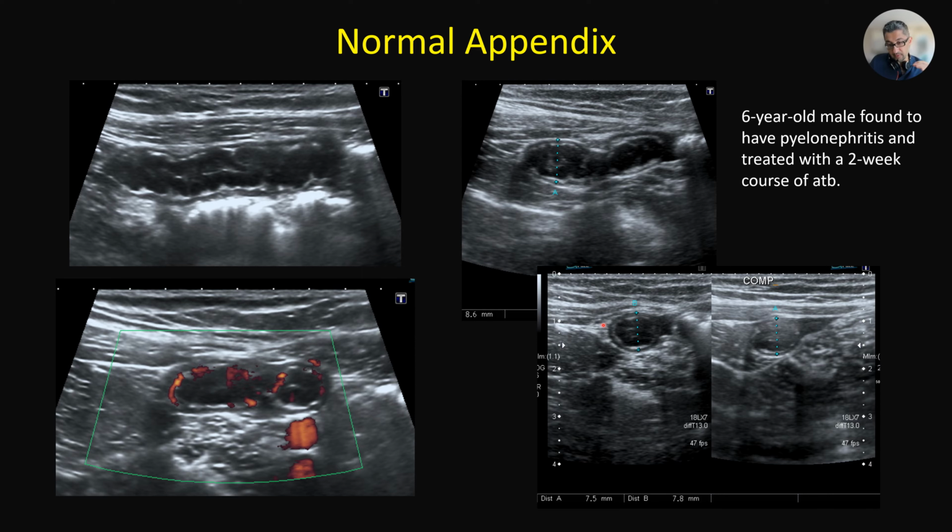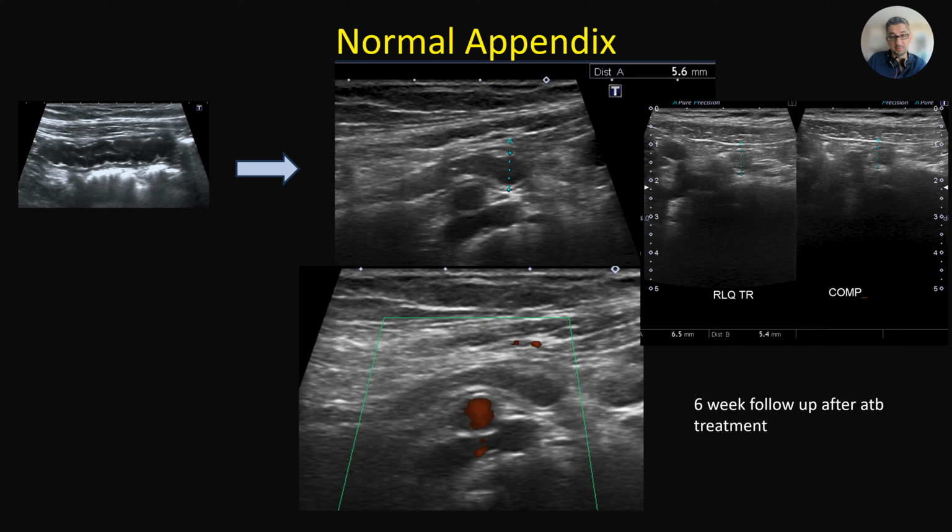And then it is not very compressible. It is going from 7.8 to 7.5 millimeters, so it's not compressible, it's thickened, there is hyperemia, and the radiologist called it appendicitis. But this patient didn't have a clinical presentation of appendicitis, and then treated. After the treatment, we repeated the ultrasound. And as you can see here, the appendix is normalized. There is no lymphoid hyperplasia anymore.